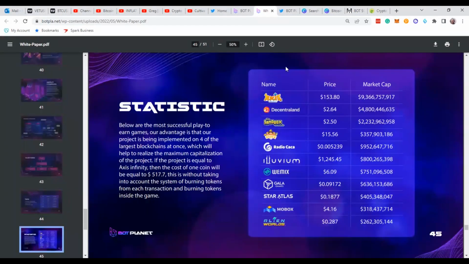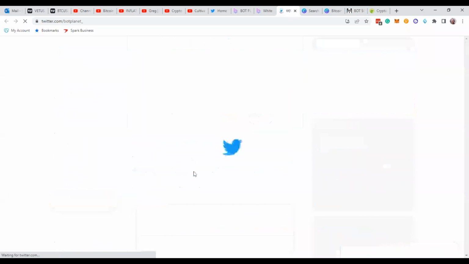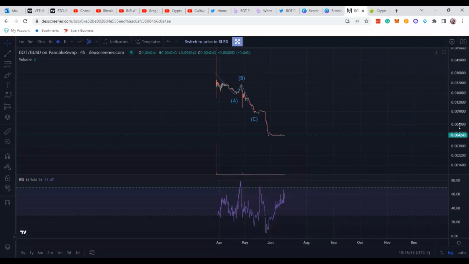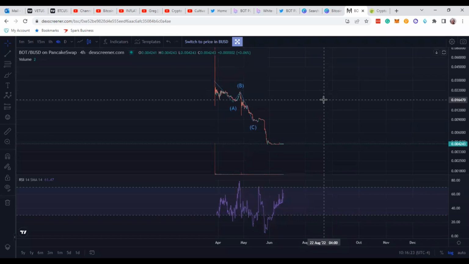So here's the thing with this coin. And this was surprising too, is right here. They have 126,000 followers. I was surprised to see that. They have been around for a while. So that's interesting. But the other thing is I was not able to find this coin anywhere except on this DEX Screener.